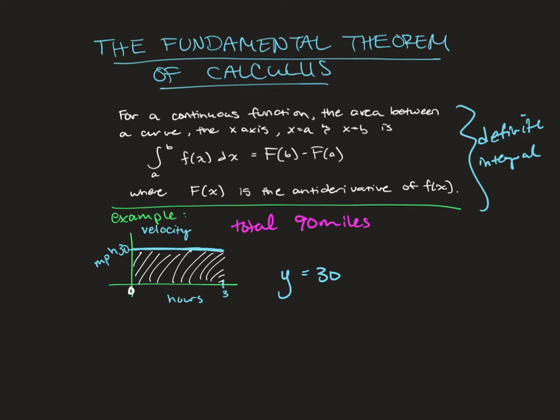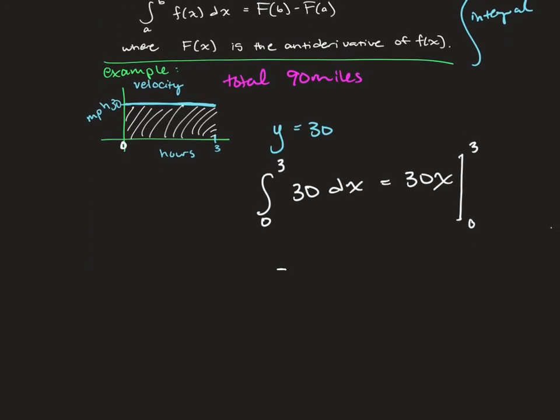The way that I would do this as an integral is I would say the integral from 0 to 3 of 30 dx, and that would be equal to 30x, because the antiderivative of 30 is 30x. If you took the derivative here, you just get 30. And what I'm going to do is I'm going to evaluate this from 0 to 3. And that will look like 30 times 3 minus 30 times 0, and you will get 90.